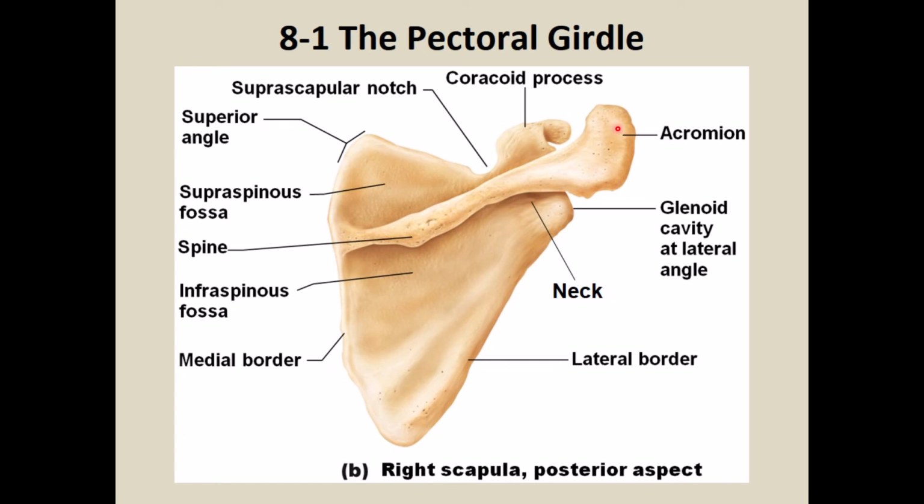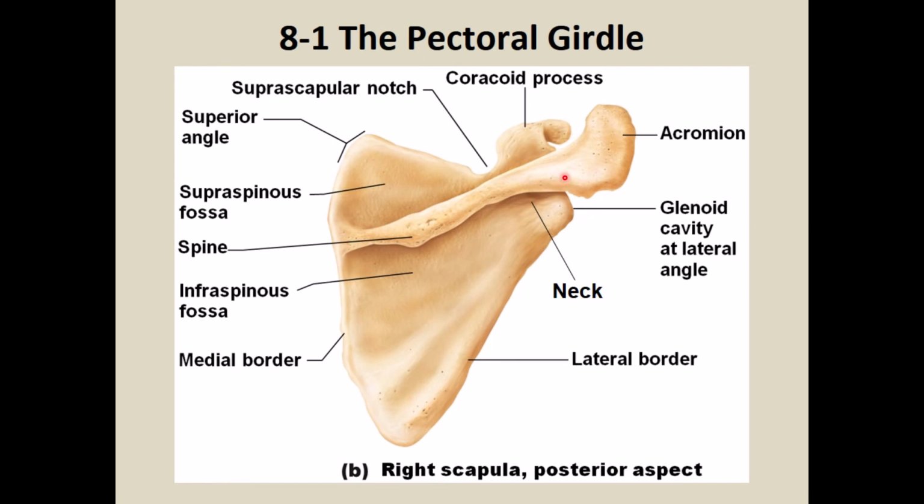So if you touch your shoulder, the highest bony structure, or the feeling that you have, there is a hard area on your shoulder, that is the acromion. So this is the highest point. If you come a little bit anterior to that, then you will feel another hard area, and that is the coracoid process.